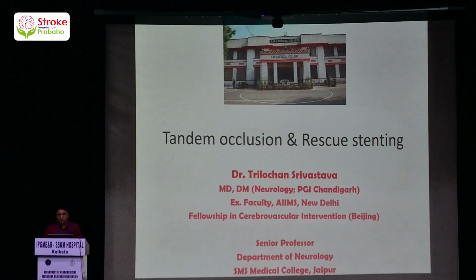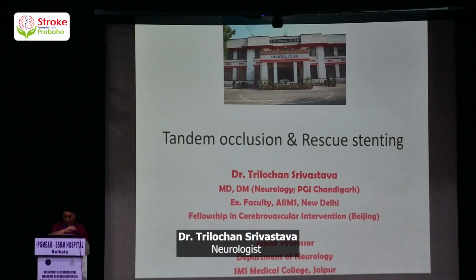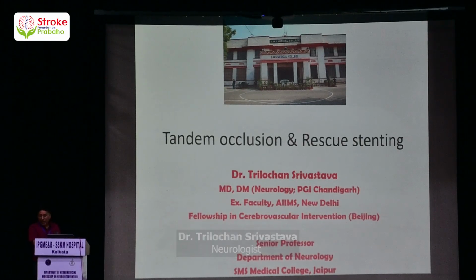Once again, after the excellent talk by Dr. Kausik regarding mechanical thrombectomy, he showed very nice cases with very good results with one or two passes. But in the real world, things are not as fine as they look. Sometimes we have tandem lesions and sometimes we have to perform rescue stenting. Around 60-70% of cases go very well, but in 30-40% of cases we always struggle to take out the clot. So my topic is tandem occlusion and rescue stenting.